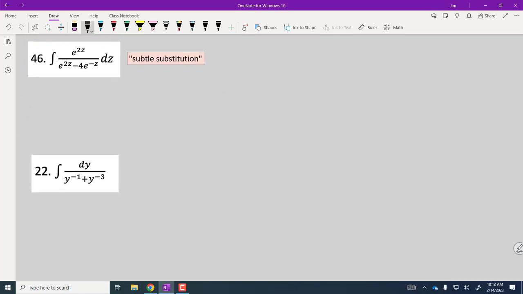This one, they call it subtle substitution in the book. I have no idea why. I've never seen another book call it subtle substitution. No clue. The strategy is to get rid of negative exponents. That's what I would rather call this. Eliminate negative exponents, because that's the piece that's going to be problematic.